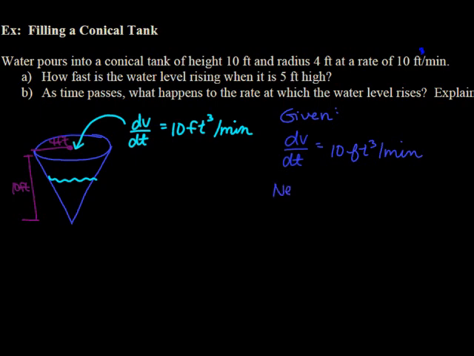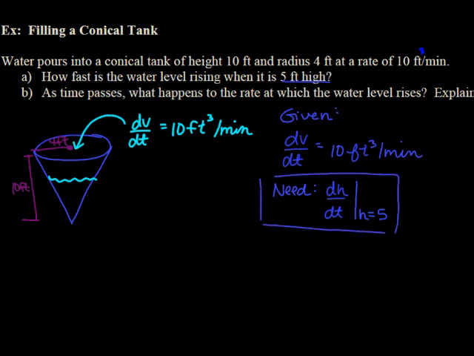And we need, well, for part A, we need to know how fast the water level is rising. So we need dH dt, and at the particular moment in time is when the water is 5 feet high. So that is when H is equal to 5. Okay, so for part A, this is what we're solving for.